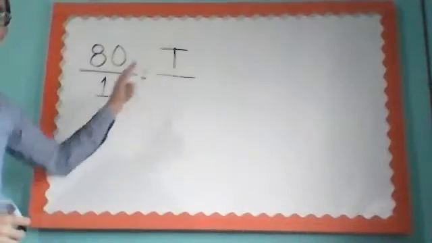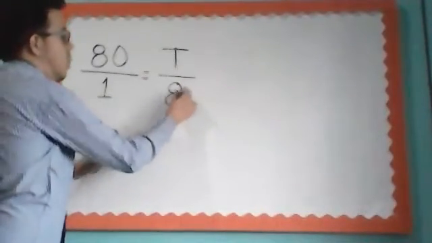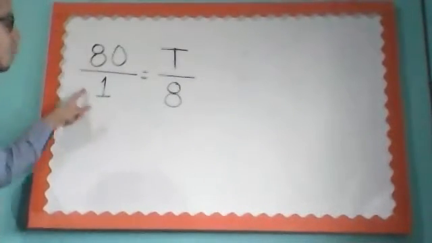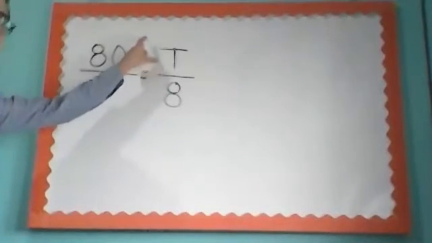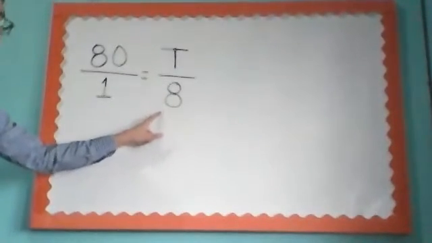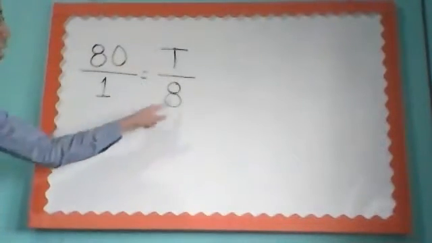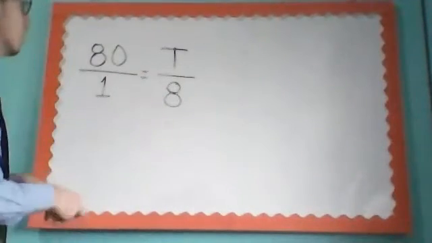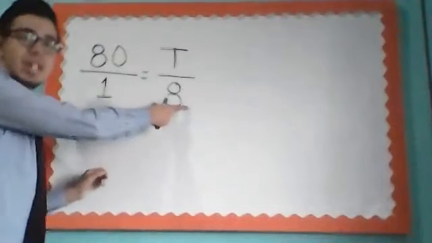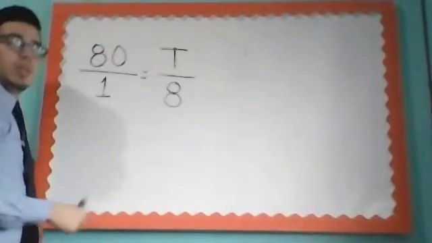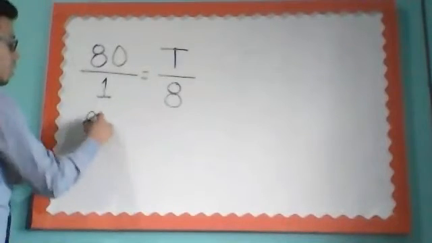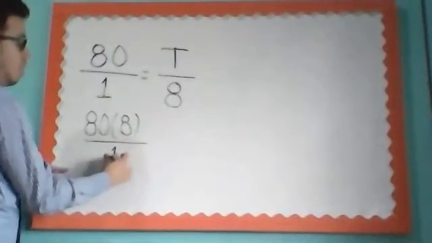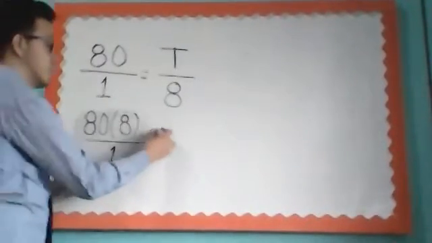T are my number of tickets in 8 hours. Do you understand the relation in here? You relate the ratios. 80 tickets in 1 hour, and I want to know how many tickets I'm going to sell in 8 hours. You write the tickets on the numerator and the hours on the denominator. The important part in here is that you relate the quantities in the same position. Okay. Now, the 8 that is dividing my variable needs to be passed to the other side to multiply. So I have 80 times 8 divided by 1, but it's not going to affect the 1. Remember, it's not going to affect. This is equal T.